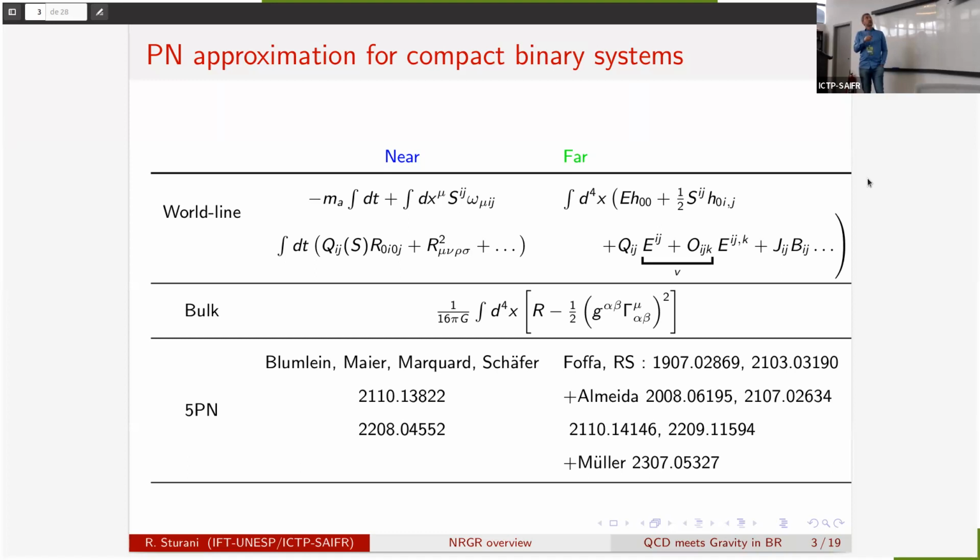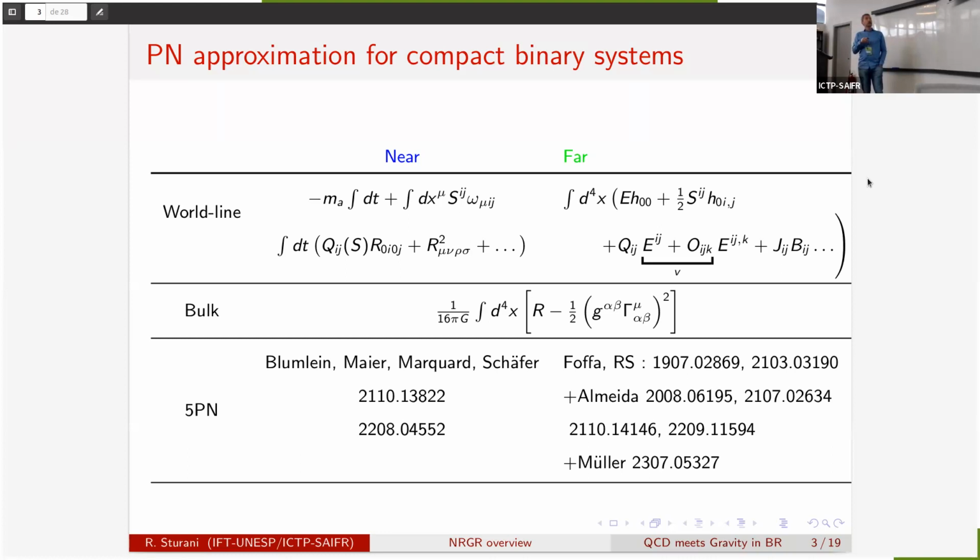They computed all of the near zone contribution. I will specify what I mean by near zone contribution. And we have been focusing up to 4 PN, where we got the full result, near and far. In 5 PN, we have been focusing in a series of papers on the far zone contribution.